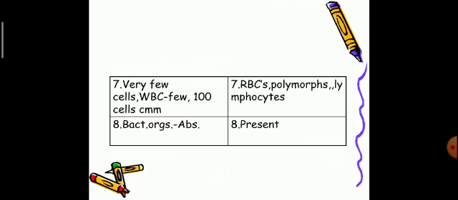Cell count is very few in case of transudate. 100 cells per cubic millimeter can be there. But in case of exudate, the cell count is more. You can also find RBCs. You can find plenty of polymorphs and lymphocytes. Bacterial organisms are generally absent in transudate, while in exudate they are present.